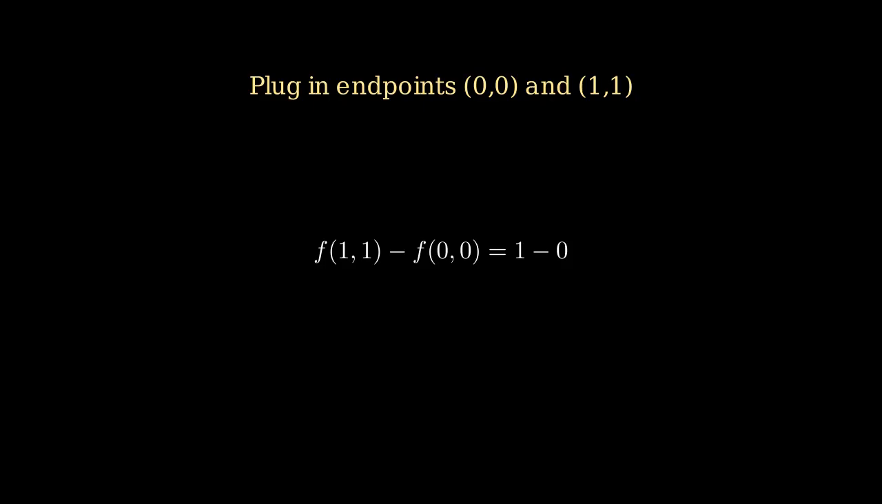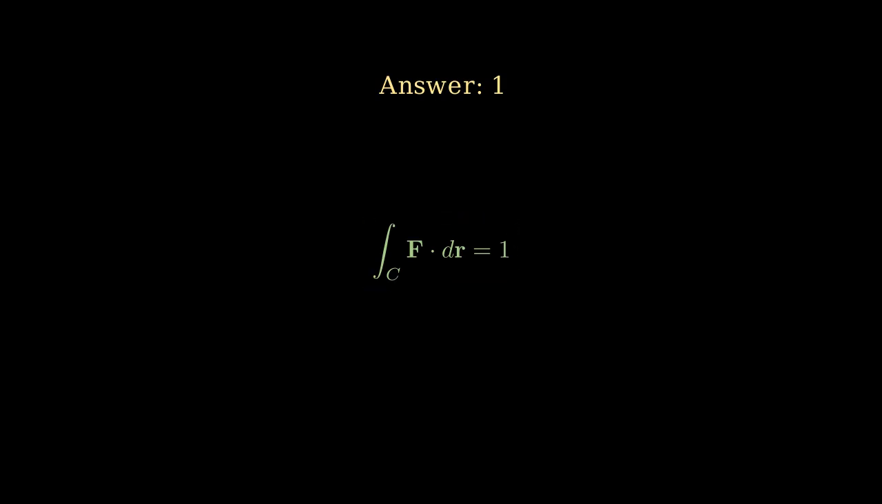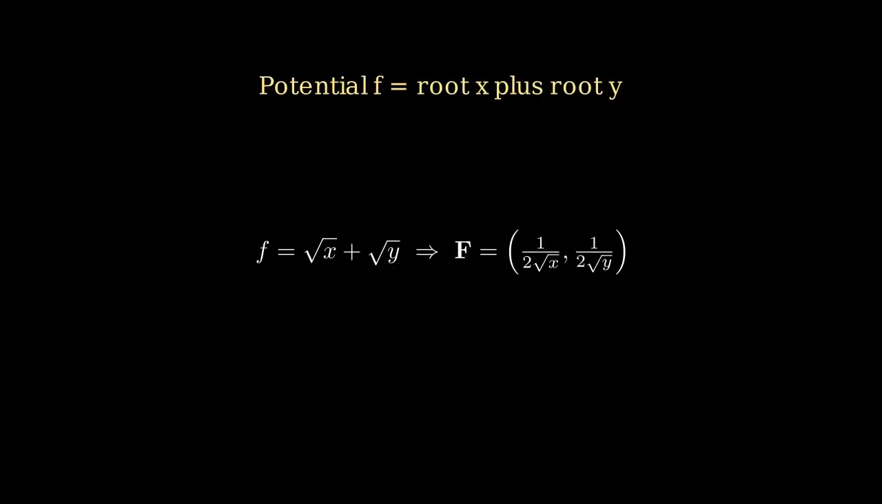Part B. The potential is f equals x cubed y cubed, so the field is 3x squared y cubed, 3x cubed y squared, from 0, 0 to 1, 1. Compute f at 1, 1 minus f at 0, 0, that's 1 minus 0. Answer 1.